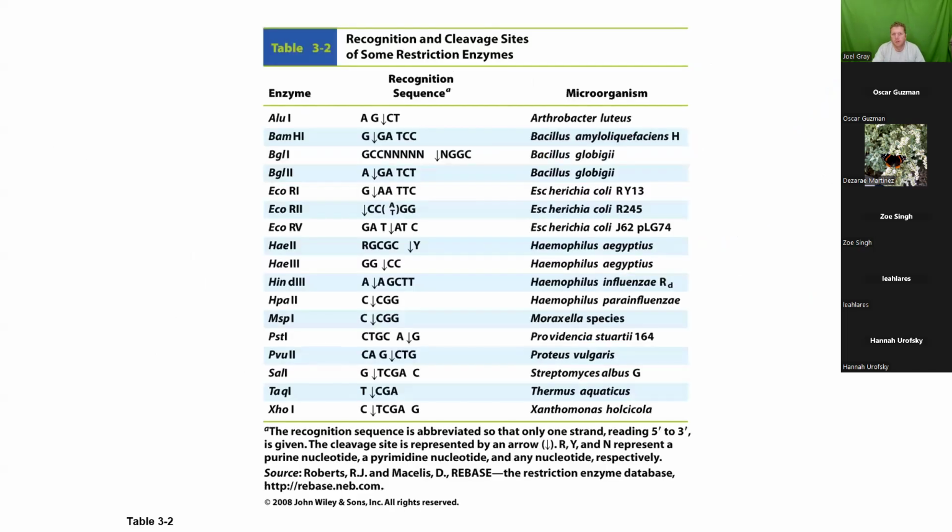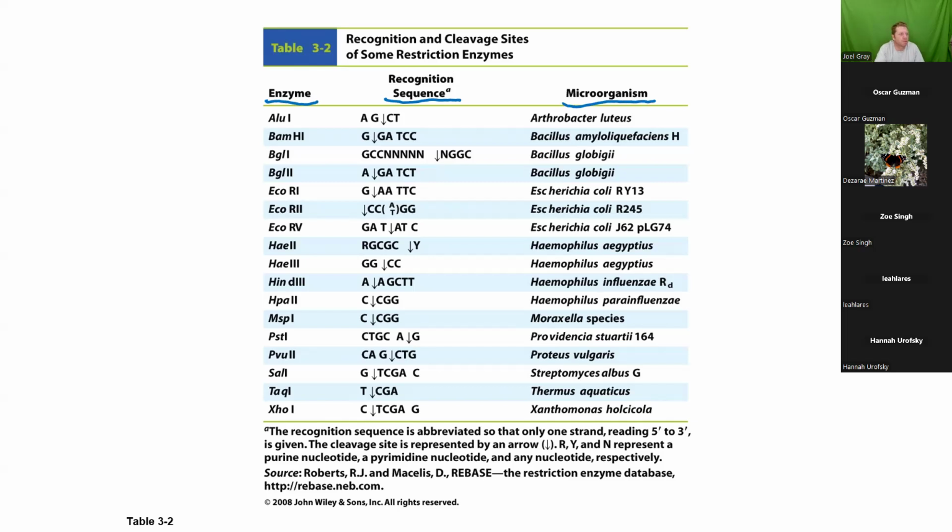Here are different restriction cut sites. So if you look at this column on the far left, these are the enzymes. If you look at this column right here, these are restriction or recognition sequences. And then on the far right, the organism that they come from.